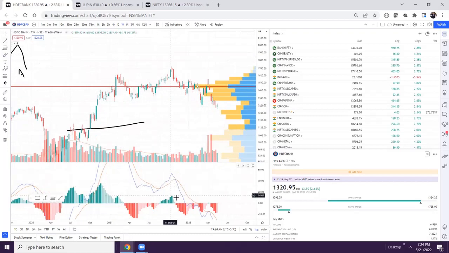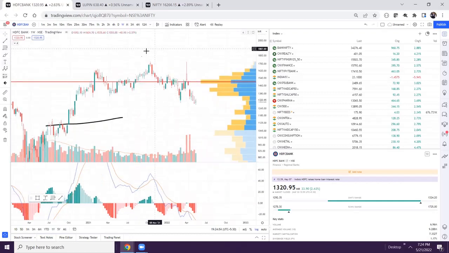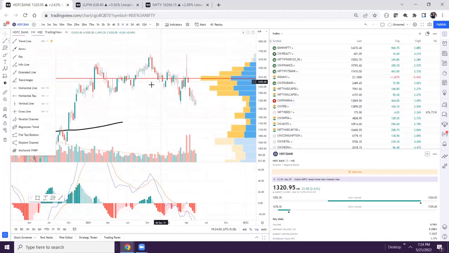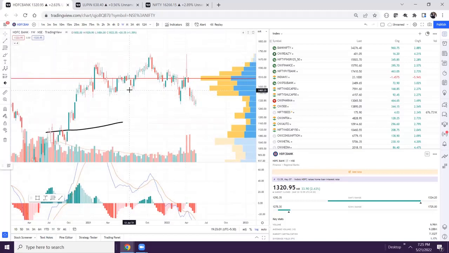Did you understand this divergence part? Yes. So when you see divergence, you can mark this fifth. Once the fifth wave ends, if you draw a trend line here, this breaks. It breaks. So this means this is A.